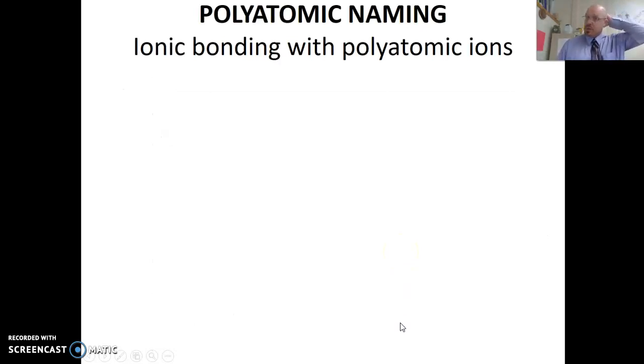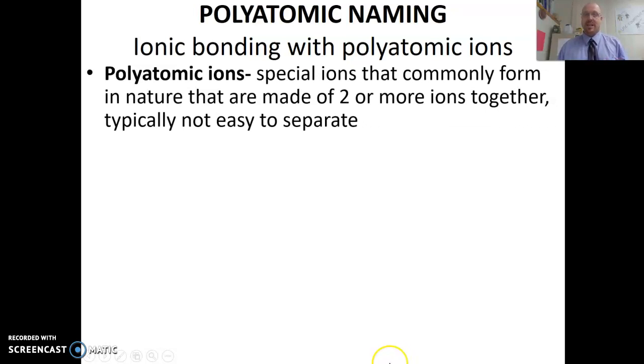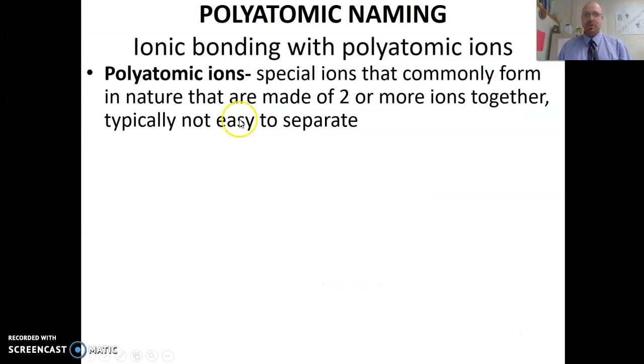The polyatomic naming. So once we get done with ionic charges, we have what's called polyatomic ions. Okay? And the ionic bonding with those, they're special ions that commonly form in nature that are made of 2 or more ions together. And they're typically not easy to separate. If you look back over here, at the very top of this periodic table of ions, it shows this table of polyatomic ions. These are things that are naturally formed in nature as an ion already. It's polyatomic, which means it has more than one atom, more than one element already combined. And you can take these and combine them with other elements. Okay? Good old chemistry. And they are typically not easy to separate, which is why we leave them together. They form like that and they are stuck.